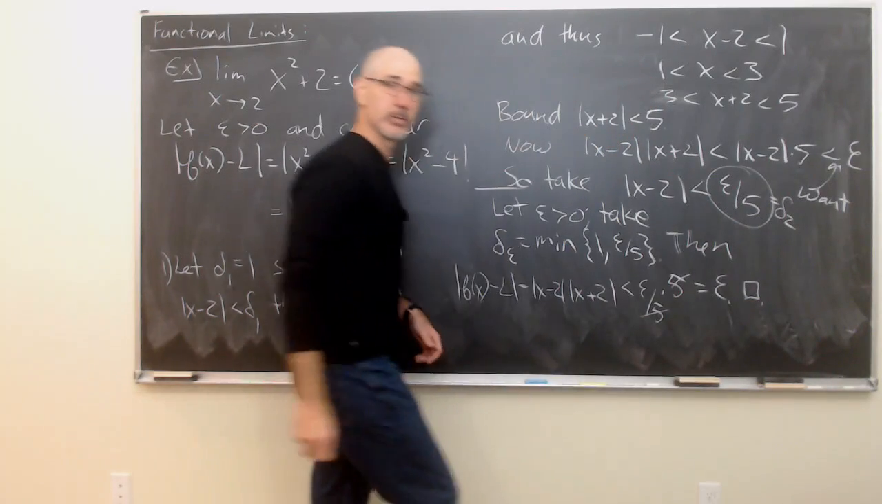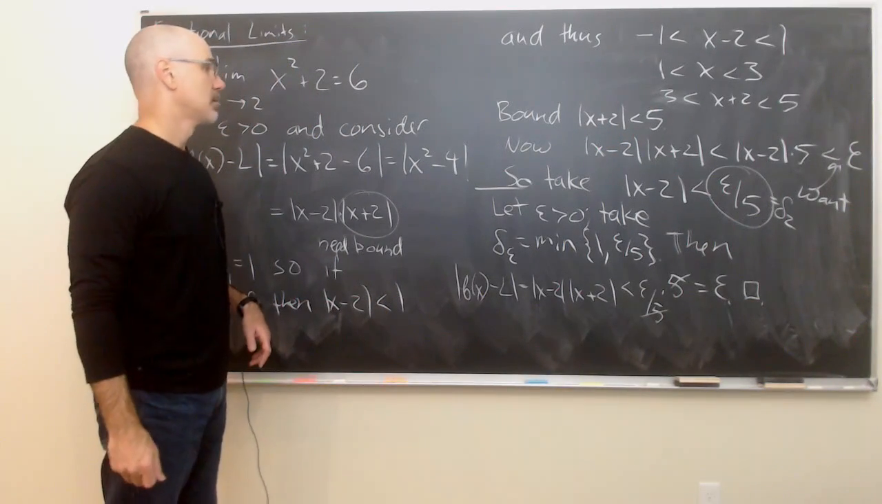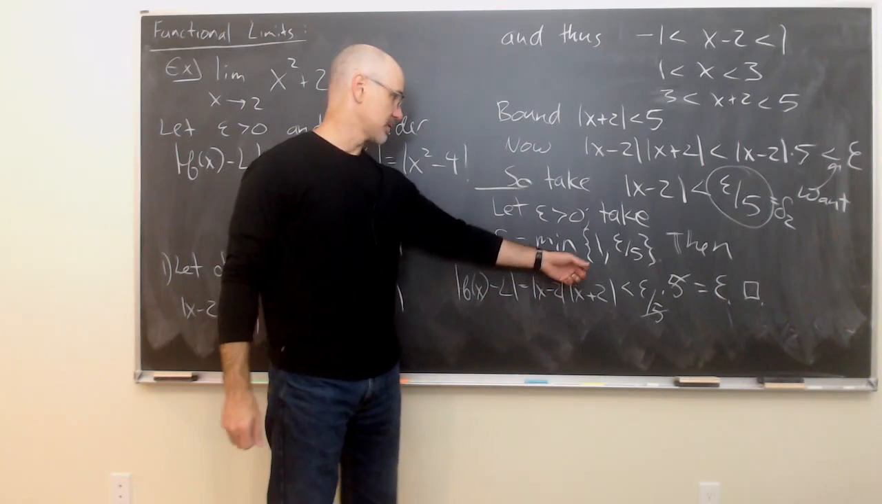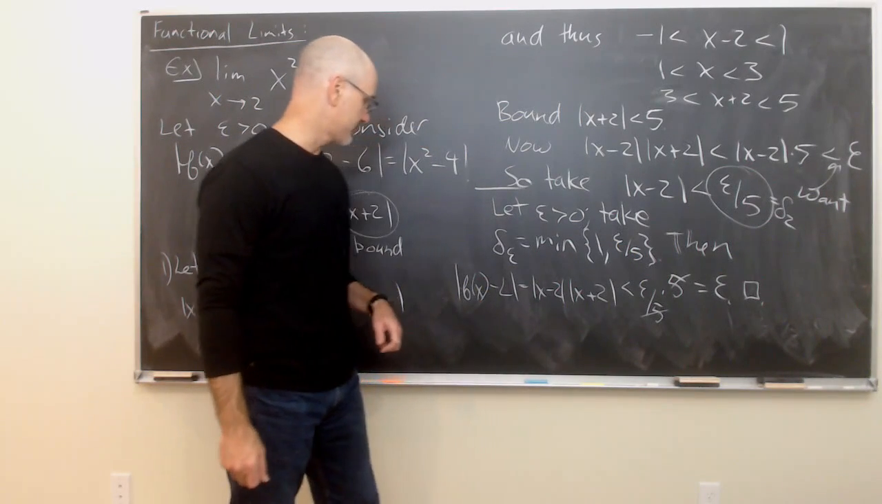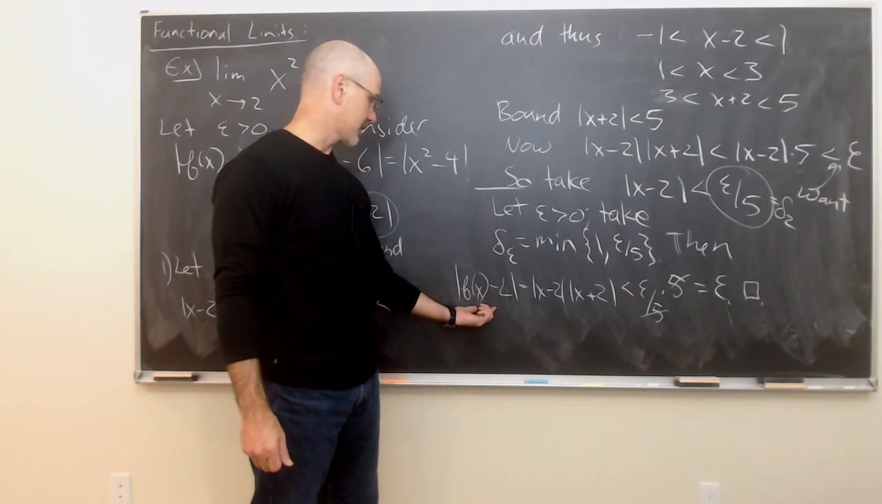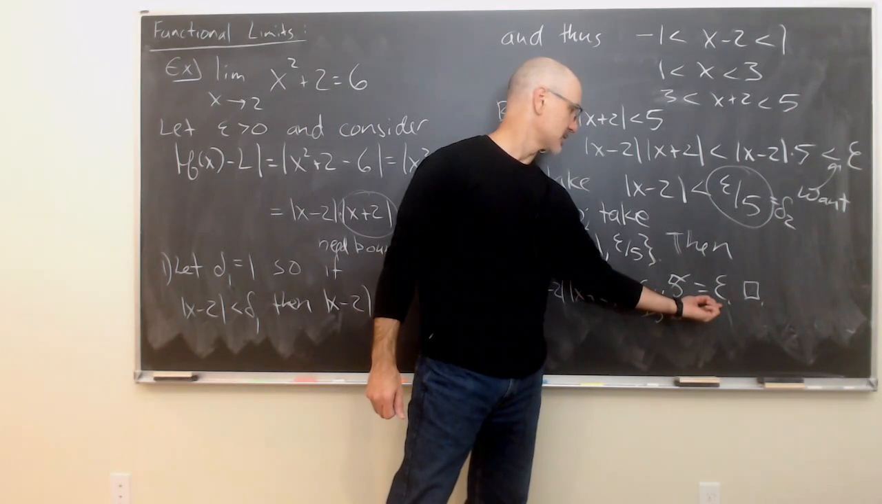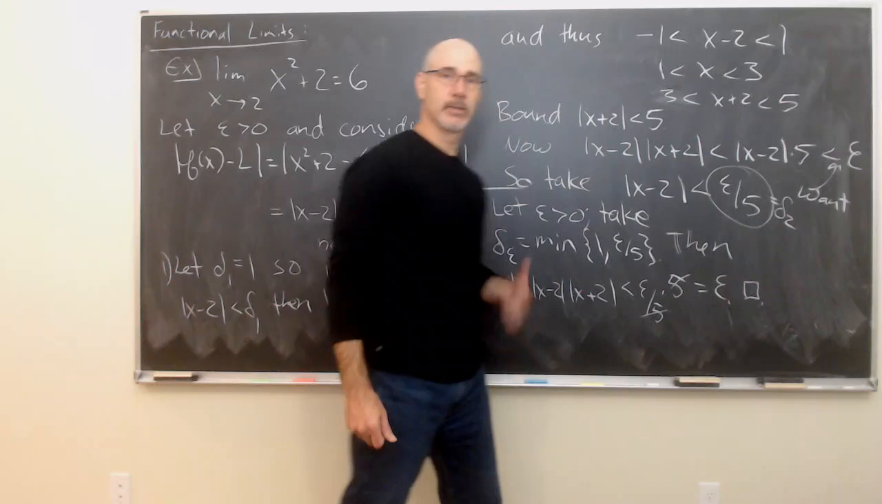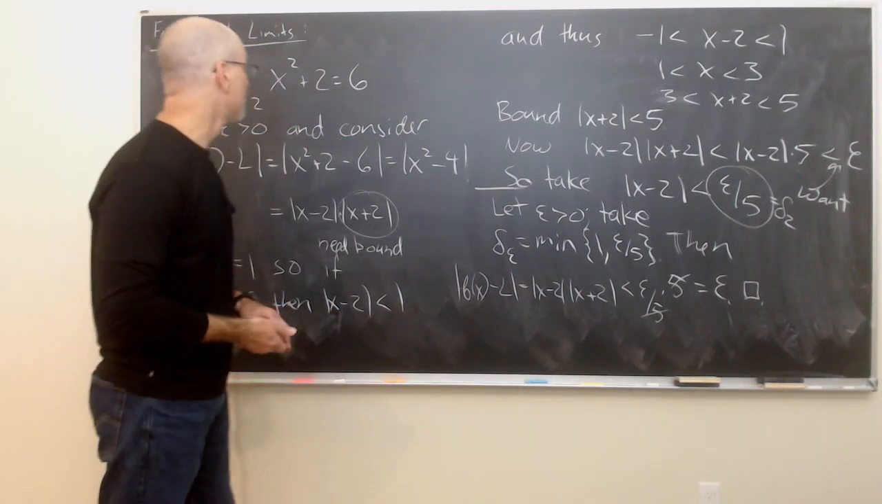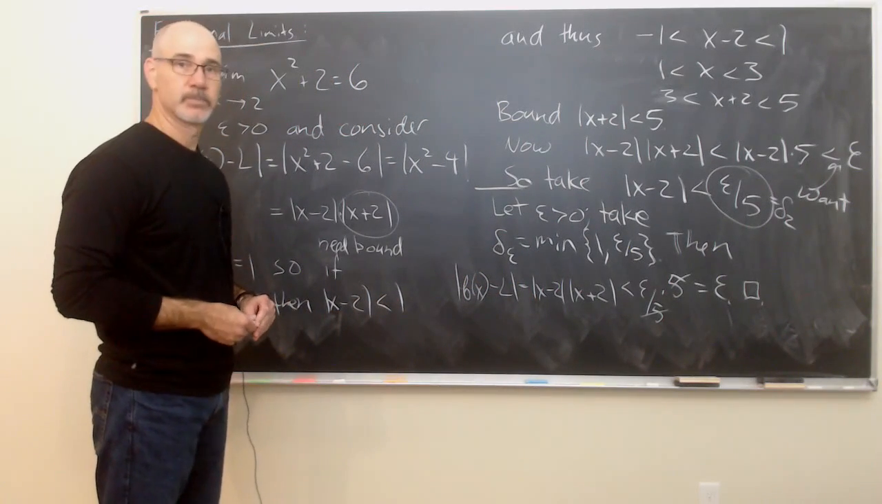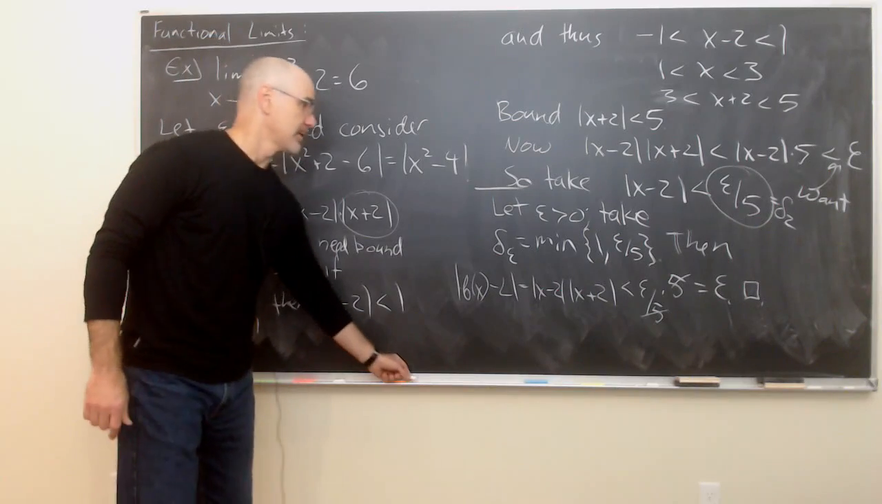So we've shown that with a suitably chosen delta, specifically the smaller of 1 and epsilon over 5, I can make f of x be within any specified positive real number of L. That means L has to be my limit, and that limit was 6. So that completes the proof.